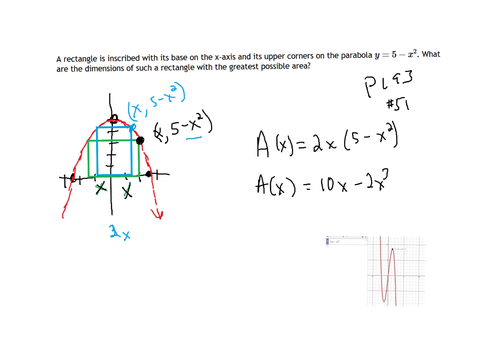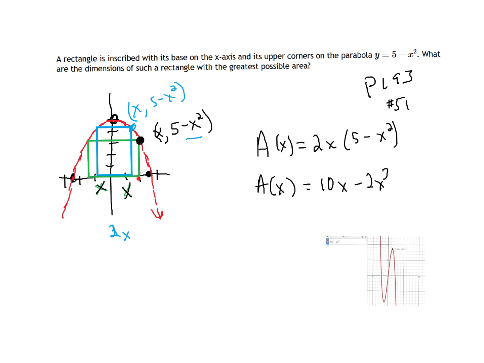What this is telling me, I mean, really the setup's kind of hard at first. I've got this parabola that opens down, it's been shifted up 5, and that's that graph. And then they're telling us that we are inscribing a rectangle with its base on the x-axis, and they want us to find the dimensions of the rectangle with the greatest possible area.